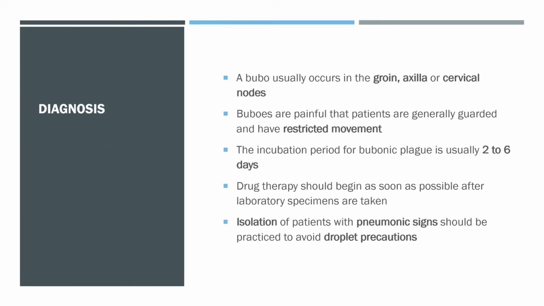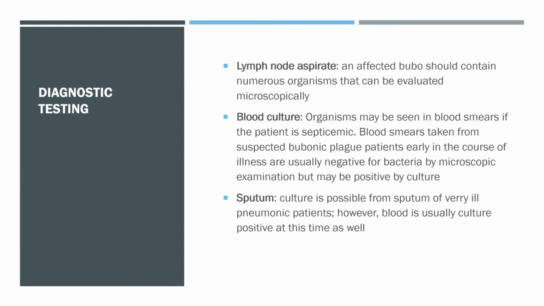A bubo usually occurs in the groin, axilla, or cervical nodes. Buboes are so painful that patients are generally guarded and have restricted movement. The incubation period for bubonic plague is usually 2 to 6 days. Drug therapy should begin as soon as possible after laboratory specimens are taken. Isolation of patients with pneumonic signs should be practiced, with droplet precautions.